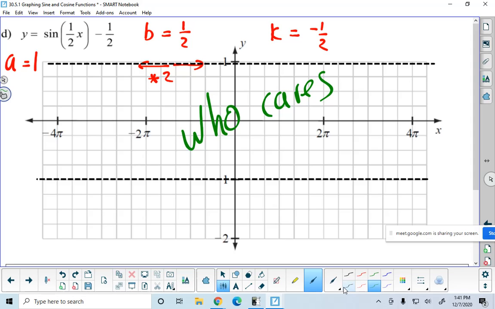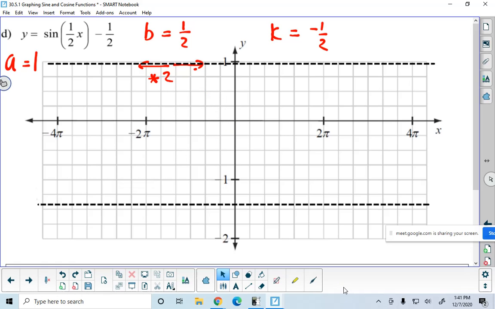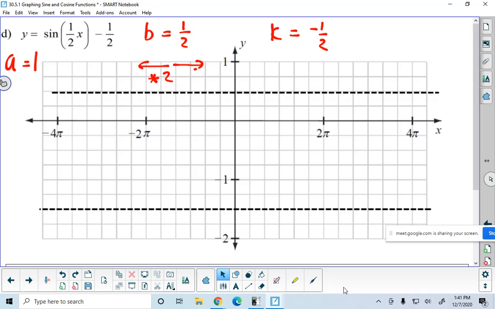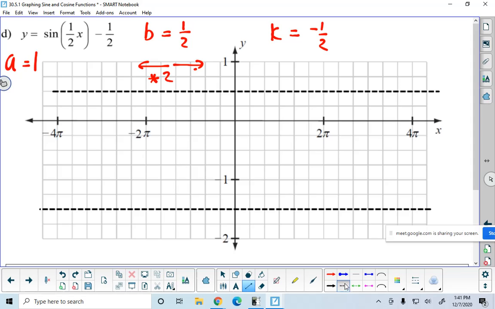So what we're actually doing is we're going to move the grid lines or guidelines down 1/2, and then pretend we didn't move them and graph what the graph would look like. 1/2, 1/2. Now, where's the middle of this? The middle is an important place to be aware of. The middle is here.